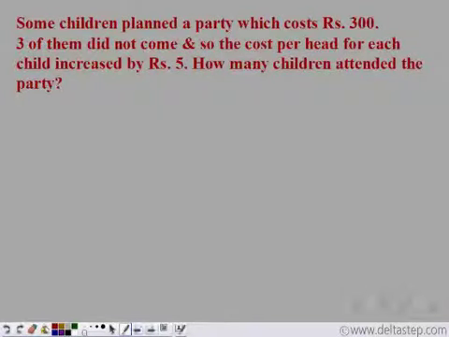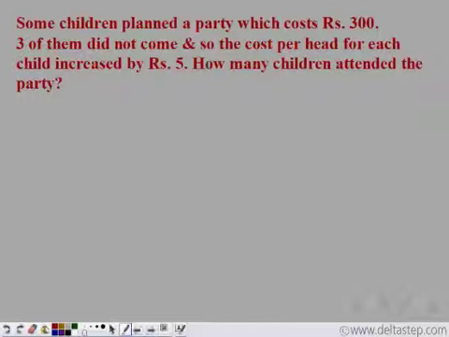We need to solve this problem here. So let us see how we can solve it. Some children planned a party which cost rupees 300. 3 of them did not come, and so the cost per head for each child increased by rupees 5. How many children attended the party?